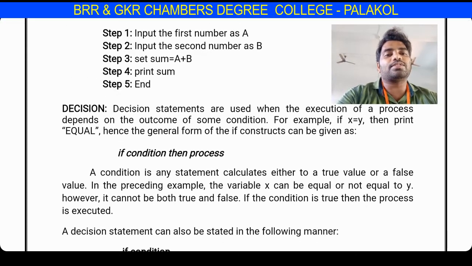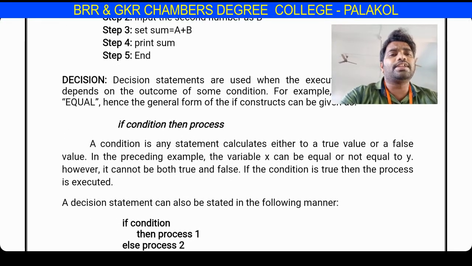In an if condition, the condition is any statement or calculation that is either true or false. Suppose if a is greater than b, with a equal to 5 and b equal to 6. Is 5 greater than 6? The condition is false. Suppose a is equal to 4 and b is equal to 2. A is greater than b, so the condition is true. A condition is any statement or calculation that gives either a true value or a false value. In the preceding example, variable x can be equal or not equal to y. However, they cannot both be true or false.